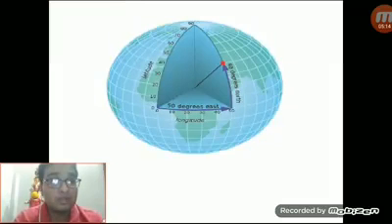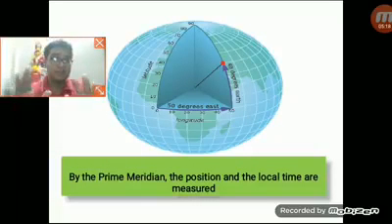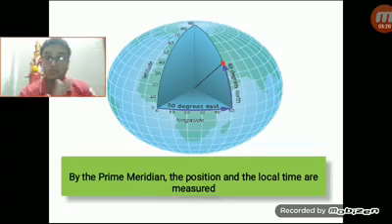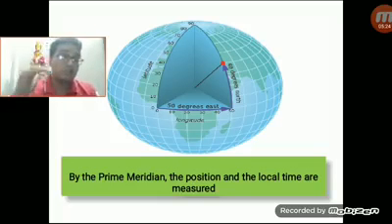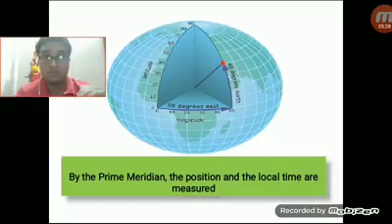This is another picture of the world map. Basically we use the prime meridian to know the position of a place in the world. At the same time, we use the prime meridian to measure the local time of a place in the world.